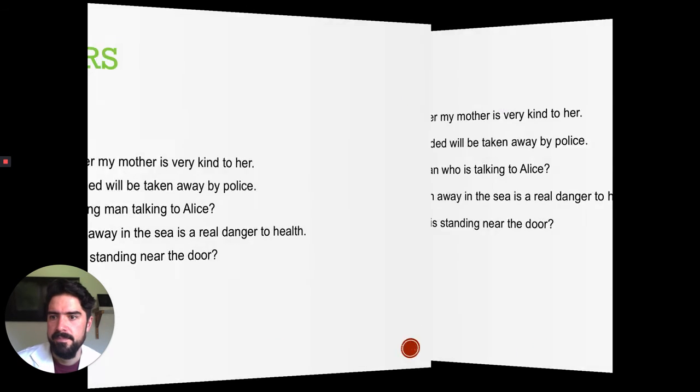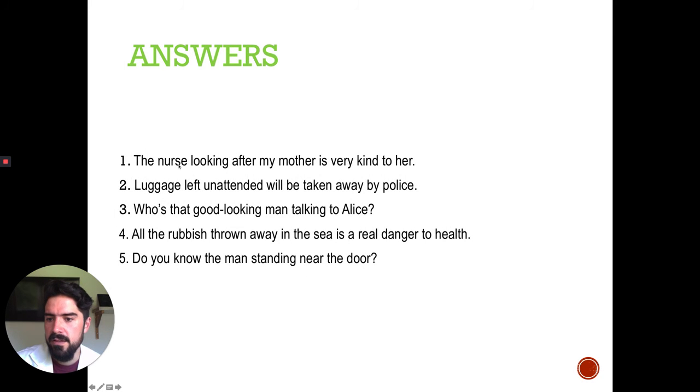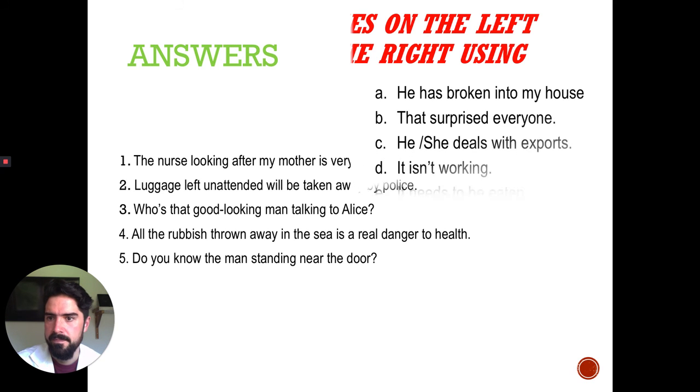Let's see. So look, in the first one, who is can be taken away. The nurse looking after my mother is very kind to her. Luggage left unattended will be taken away by police. Okay. Who's that good-looking man talking to Alice? Okay, who is was avoided. All the rubbish thrown away in the sea is a real danger to health. Do you know the man standing near the door? Okay, so we make it smaller.